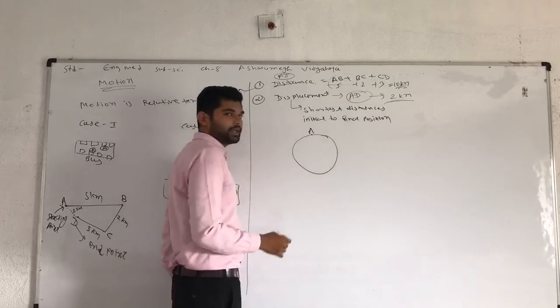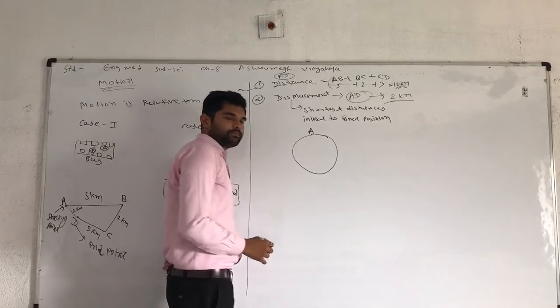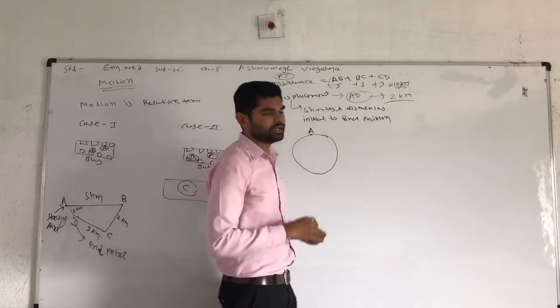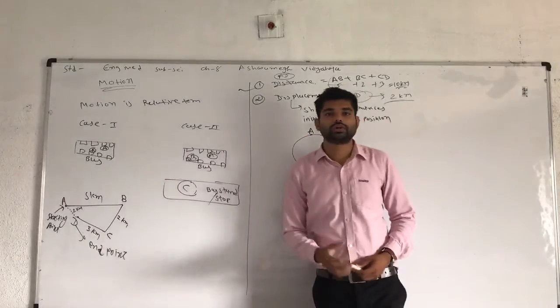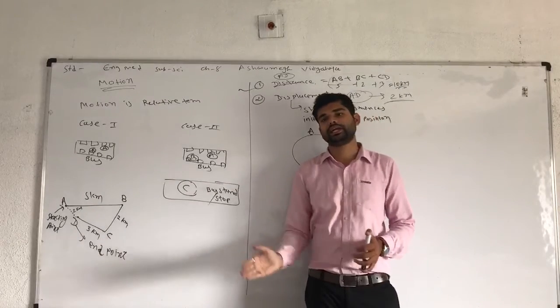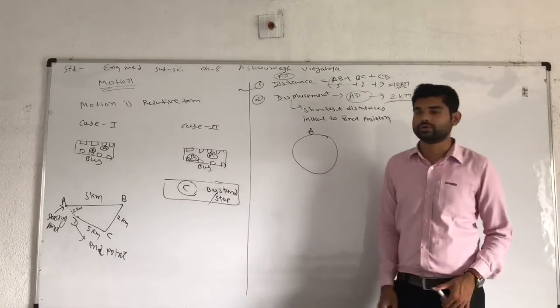Here the object starts his journey at point A and completes it at point A. It means it started at point A and completed at point A. So what is the shortest distance? The end point and starting point are the same. Initial and final position are the same, so the shortest distance is 0.